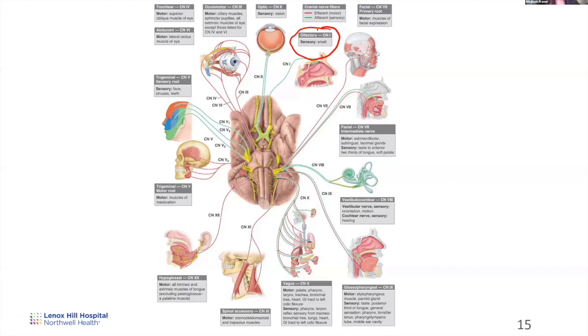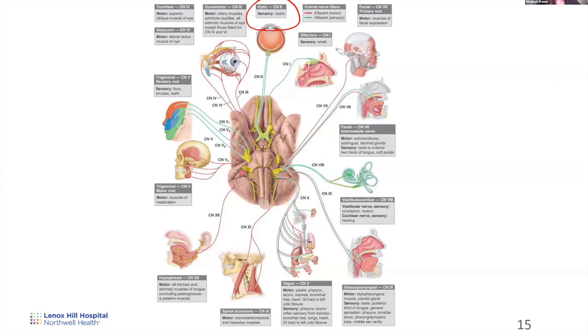Cranial nerve 2 is your vision. It's kind of the same thing. The nerves in your eye pick up your sense of sight, and then that's relayed back to your brain where it can interpret the information of what you're seeing.